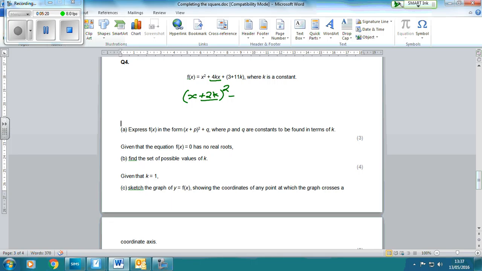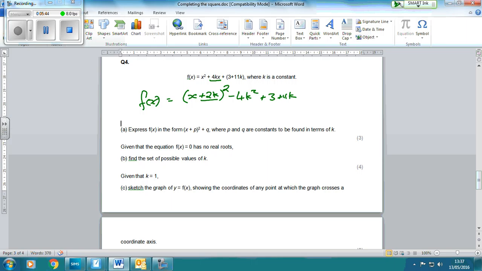So 2k times 2k is going to be 4k squared. So you minus 4k squared, and then you put this plus 3 plus 11k on the end. And that's it. Completing the square, you've got x plus 2k squared minus 4k squared plus 3 plus 11k.